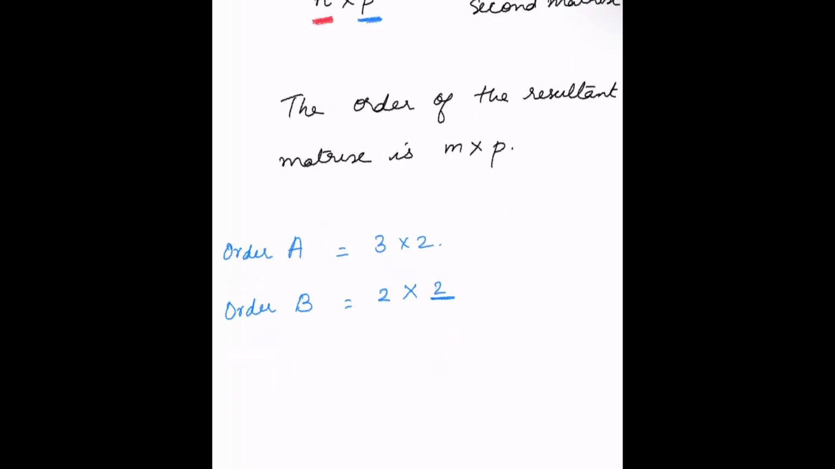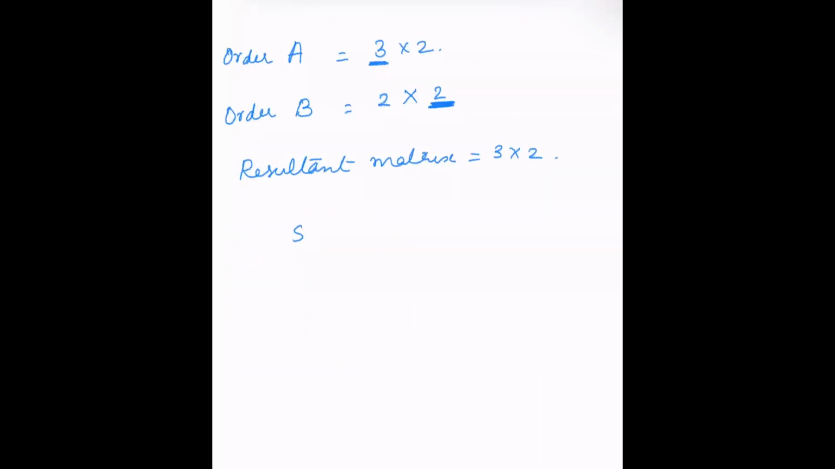If I write 2 by 2, what will be the resultant matrix? The resultant matrix is going to be 3 by 2. This 3 and this 2 make the order of the matrix. Now, how to do the multiplication? So A is going to be 5, 2, then 3, 1 and 6, 3. This is 3 rows and 2 columns. This is A, and let matrix B be 3, 2, 4, 1. So this is matrix B.